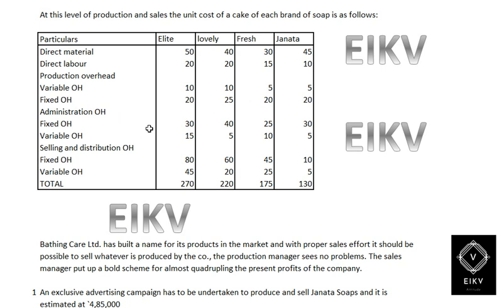Administration overhead: the fixed overhead includes 0.3, 0.4, 0.25, 0.3. Variable overhead 0.15, 0.5, 0.1, 0.05. Selling overhead, fixed portion 0.8, 0.6, 0.45, 0.1. And then variable overhead 0.45, 0.2, 0.25, 0.5, which all includes the total amount of 2.7, 2.2, 1.75 and 1.3.